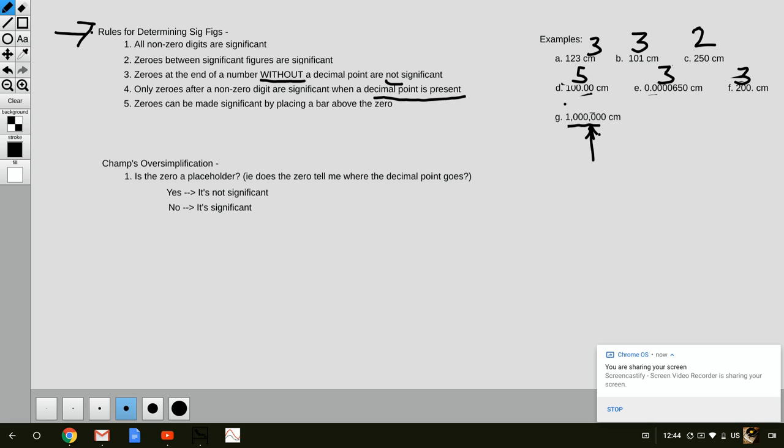So 1, 2, 3, 4, 5 are significant. 5 sig figs there. All right. That should do it for sig figs. That will be the end of this tutorial.